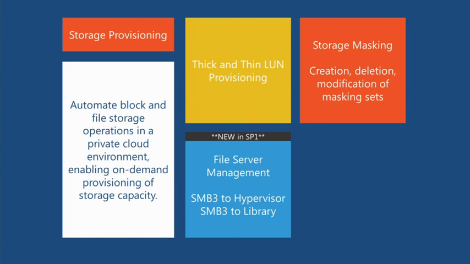The new thing in SP1 is going to be file server management. So VMM 2012 SP1, as part of System Center 2012 SP1, is going to be supporting SMB Share 3.0. And these could be Windows Server based or Windows File Server based, or these could be external NAS devices, like the NetApps or EMCs of the industry.